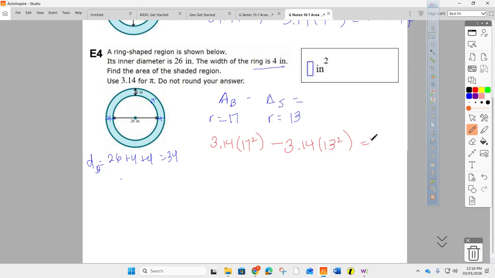What'd you get? What'd you get, Charlie? Oh, you got it, Charlie? What'd you get, Elizabeth? That's what I got. Anybody get something different? And that is square inches. So the shaded region is 376.8 square inches. This is the shaded region we gave. So far, so good? Okay.